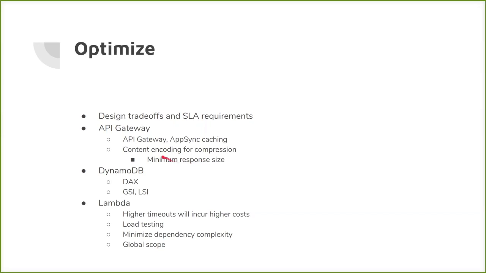There are two layers. Imagine you are using a REST API on API Gateway. You can make use of API Gateway caching, and if you have a GraphQL API, you can use AppSync caching. Another thing you can do on API Gateway is content encoding and gzipping your responses.